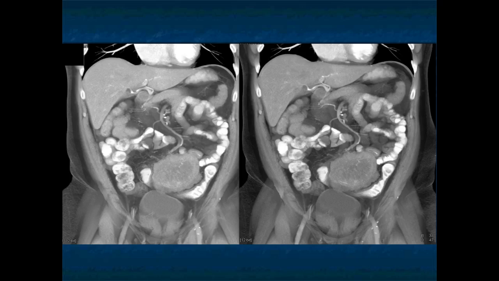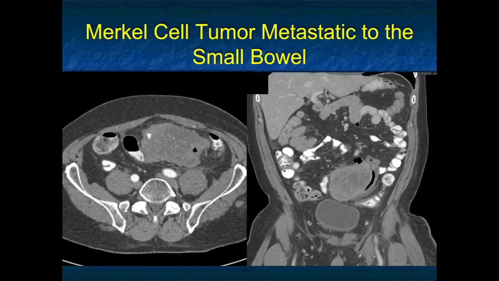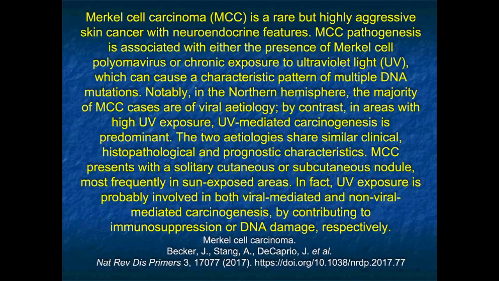This ended up being biopsied, of course, and this was a Merkel cell tumor. Merkel cell tumors can metastasize to many areas, including small bowel. Remember, small bowel mets, you think of melanoma, you think of renal cell. Merkel cell tumors are rare, but they're fairly aggressive.